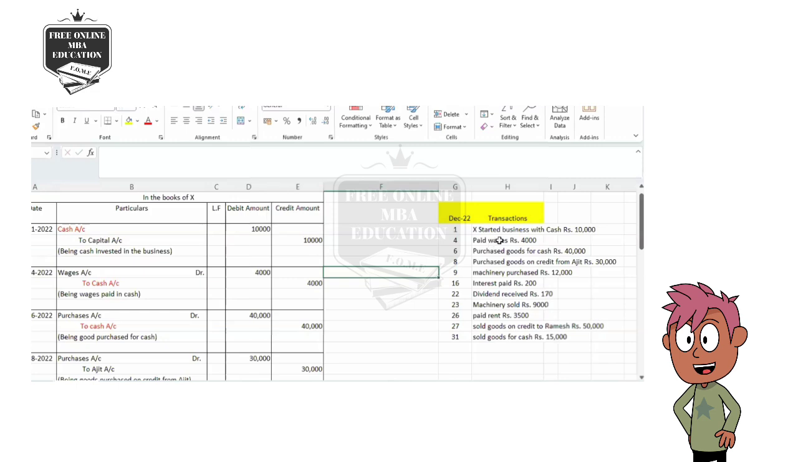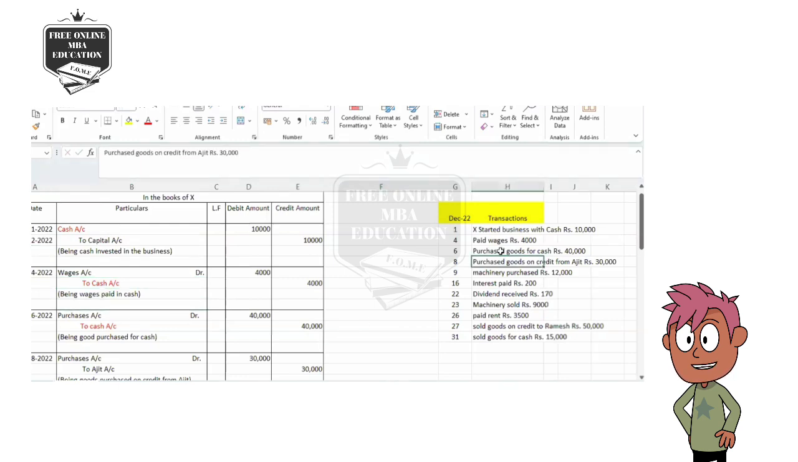So wages paid here, 4,000. Wages paid, debit all expenditures and losses. So wages will be debited, and because of it, the cash goes out of the business. So cash would be credited, being wages paid in cash.